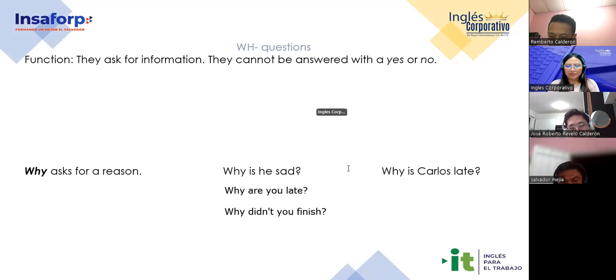Okay, why? Y nuestra meta es dar respuestas o una justificación. ¿Por qué esta persona está triste? ¿Por qué tú estás tarde? ¿Por qué no terminaste? ¿Por qué una persona o tercera persona está tarde? Why. La razón por la que sucede algo. Ok, nos quedan las últimas.